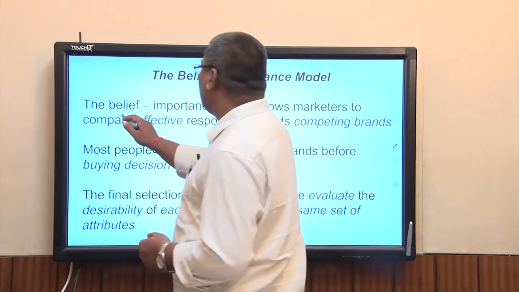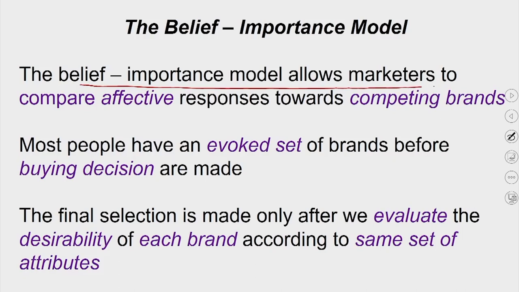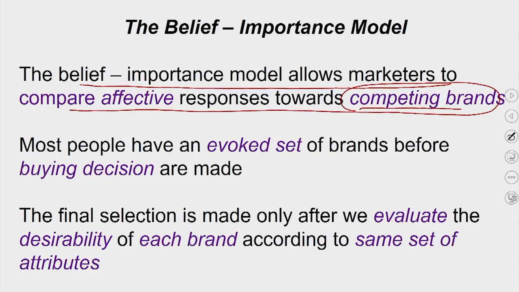So, what is the belief importance model? The belief importance model allows marketers to compare affective responses towards competitive brands. When a number of radio stations or a number of products are competing, how do we compare between them, and how do we make people change their attitude towards a particular brand, or towards one brand over the other?